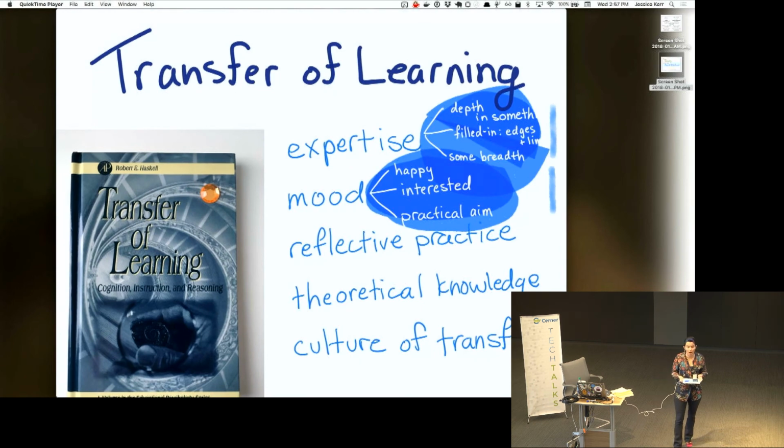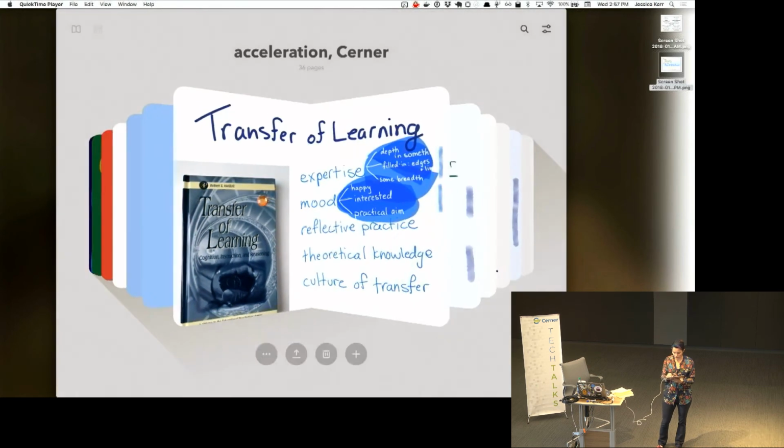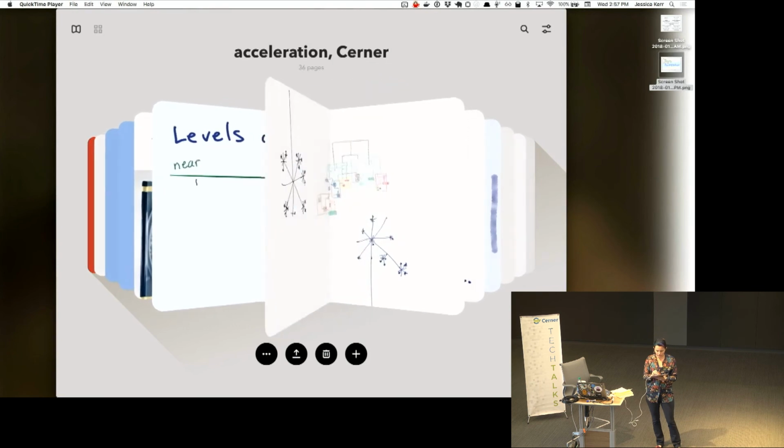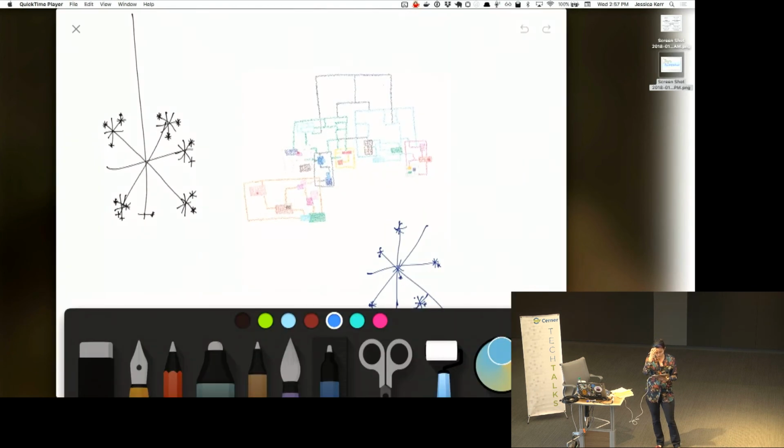Reflective practice, you do not need 10,000 hours. 20 goes a long way, but do practice and then reflect. Theoretical knowledge, yeah, learn your data structures. It helps you learn what was an accident and what is going to transfer. And culture of transfer, I'm hoping to get to in a minute. I'm going to skip levels of transfer because I'm almost out of time.